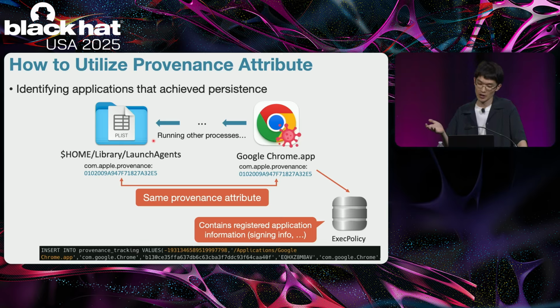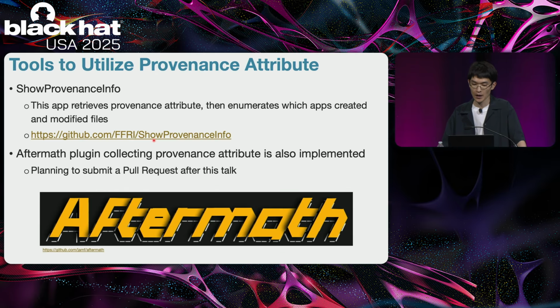But this is just one example. I believe there are probably many more ways to take advantage of this. To demonstrate practical use cases of the provenance attribute, I've developed a tool which is now on GitHub. I've also added provenance data collection support to the macOS instance framework afterwards. I'll be submitting a pull request soon after this talk, so hopefully it will be available for everyone to use.